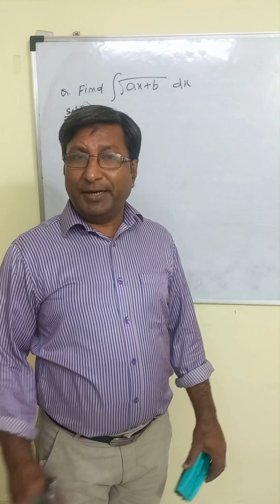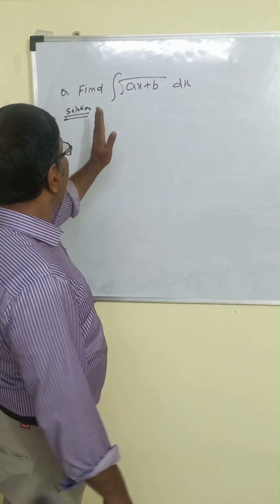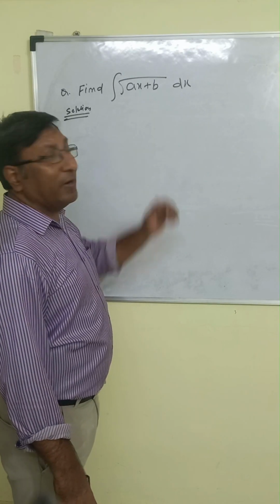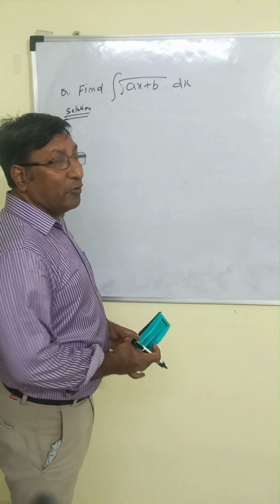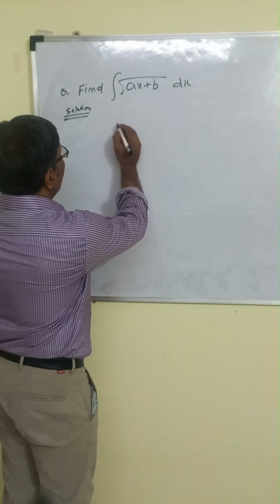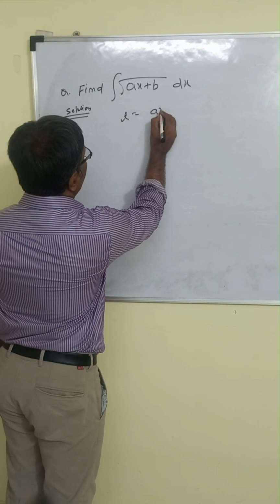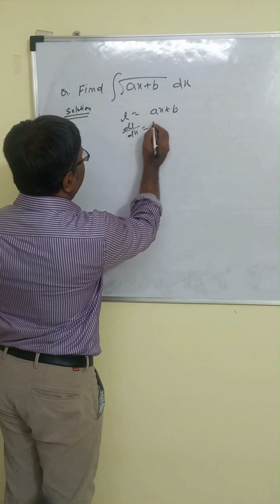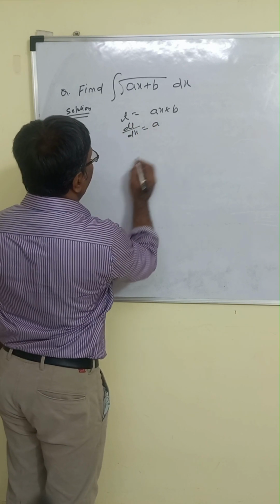Important question of integration. Let us see the question. Find the integration of square root of ax plus b. So for this type of question, what is the technique? Just put t equal to ax plus b. Then find dt by dx. So the derivative of ax is a, and b is a constant, so 0.